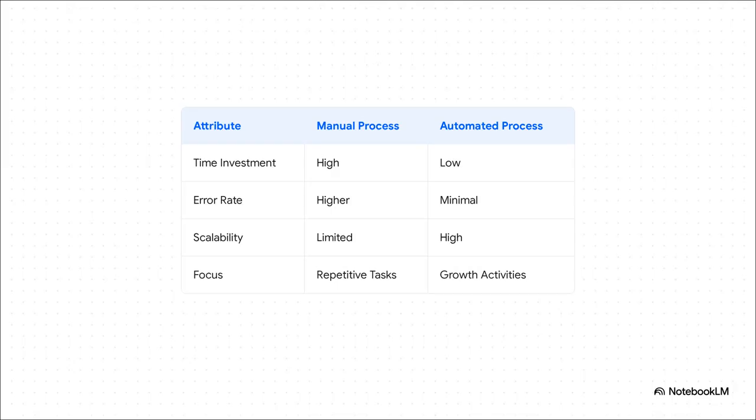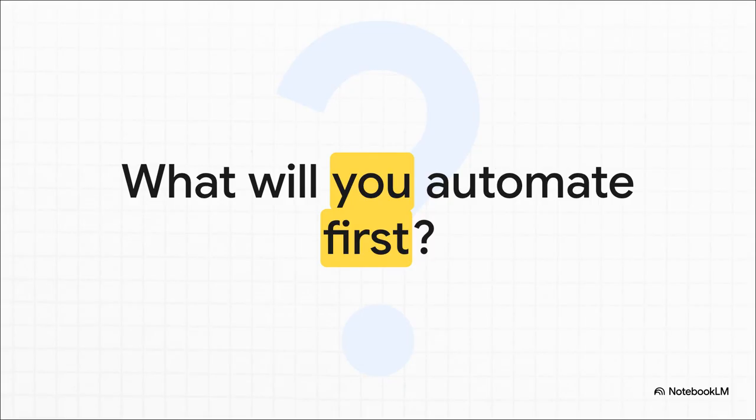So, what this all really comes down to is a totally different way of working. Automation slashes your time investment, minimizes the error rate, and just lets you scale things up like crazy. It shifts your focus away from that mind-numbing repetition and onto the creative, strategic work that's actually going to grow your business. So, now that you've seen how easy it is to get started, the only real question left is, what tedious task in your own life are you going to get rid of? What will you automate first?